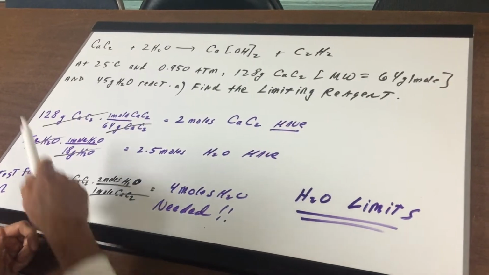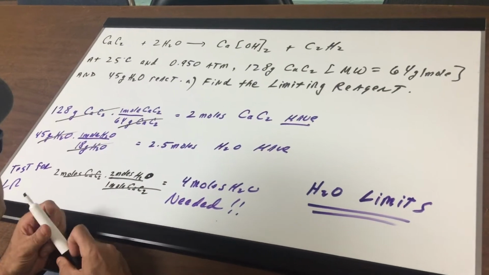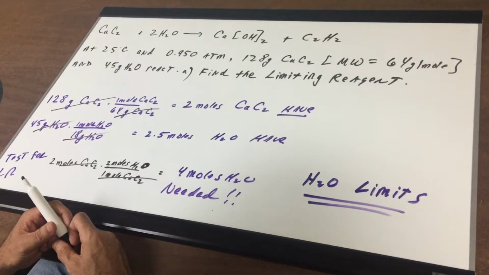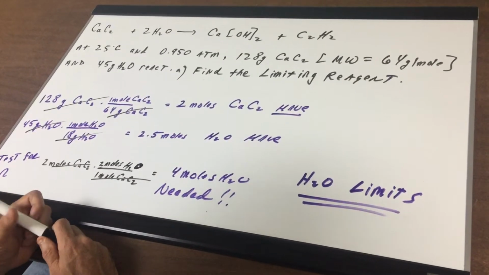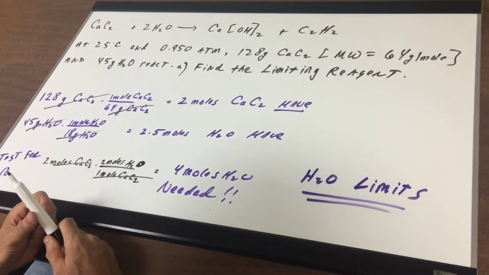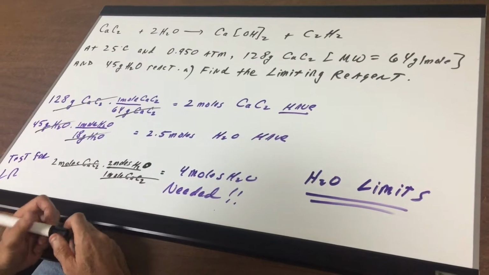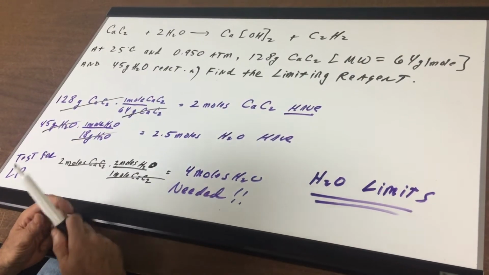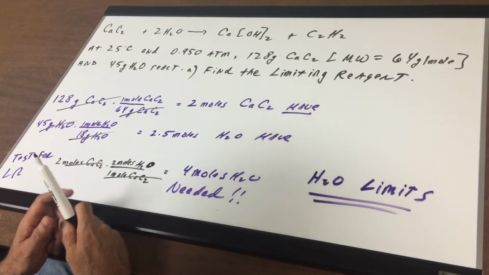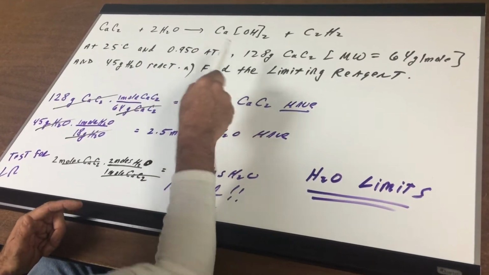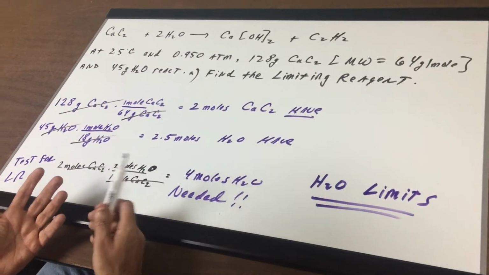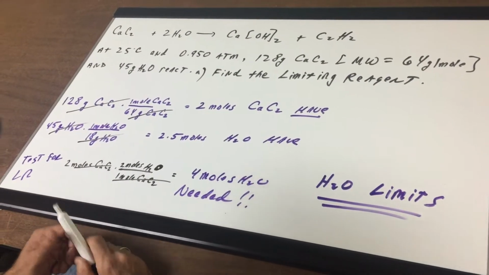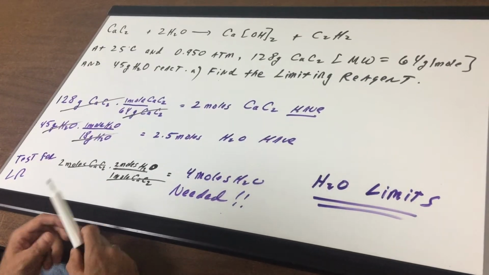that an equation is correctly balanced. Now, at 25 degrees Celsius and 0.950 atmospheres, we have 128 grams of the calcium carbide, molecular weight given, and 45 grams of water are reacting. And I want you to first find the limiting reagent. Whenever they give you 2 amounts of starting material, one of them is going to be the limiting reagent that controls the reaction. Here's a nice little trick on how to do these questions.